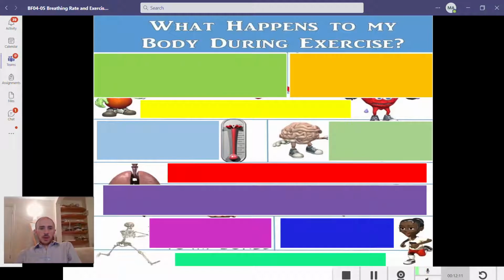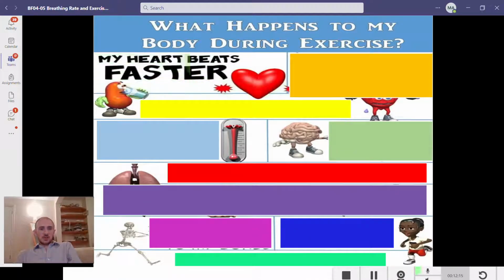So, what happens to my body during exercise? Right. Firstly, my heart beats faster. Why on earth does my heart beat faster?